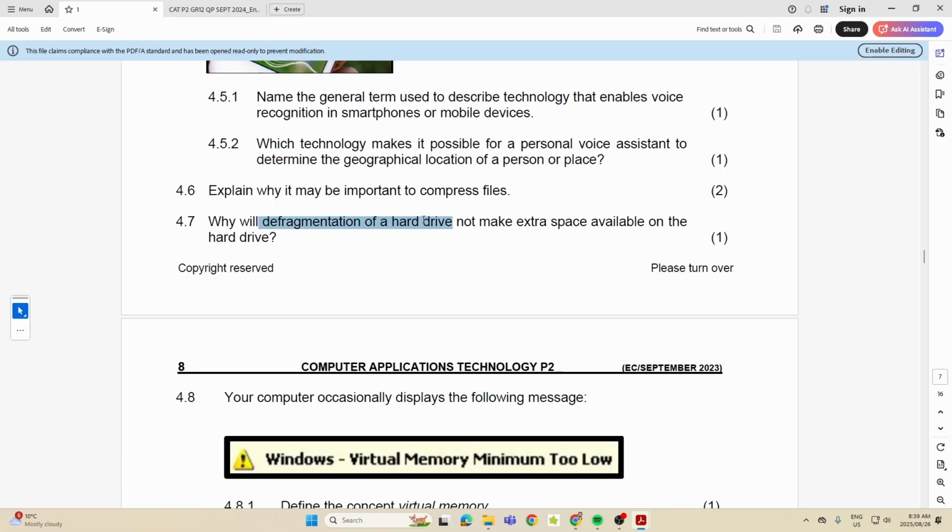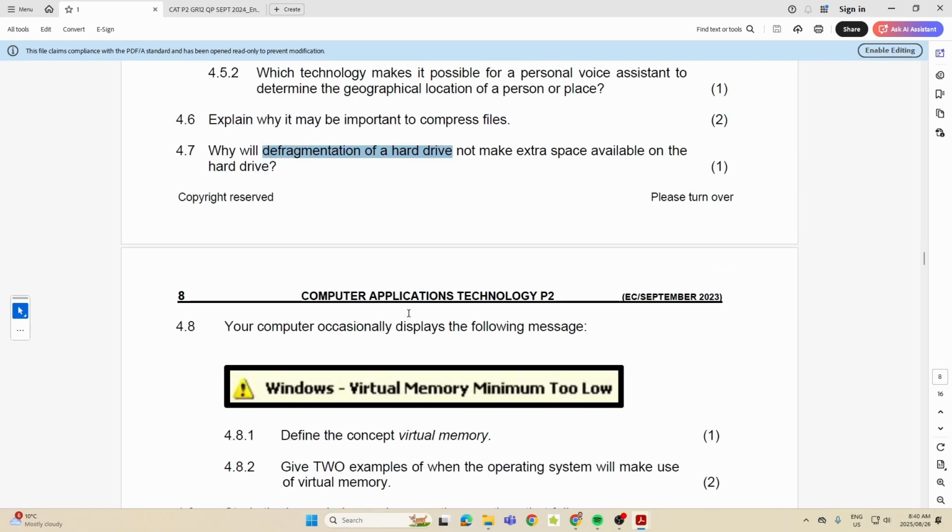Disk defragmentation, this is one that comes up all the time, so please know this. Remember, it's a utility. So it's utility software that reorganizes parts of the files and makes your computer faster, but does not make extra space available. Please remember that with the defragmentation. It speeds up the PC because it's bringing all those fragments of the parts together, but it doesn't free up space. Okay? Please just remember that.